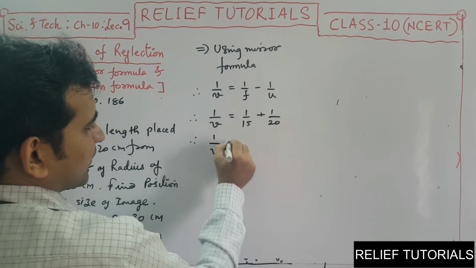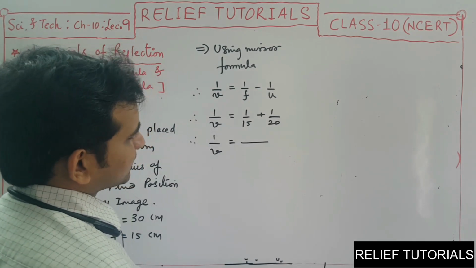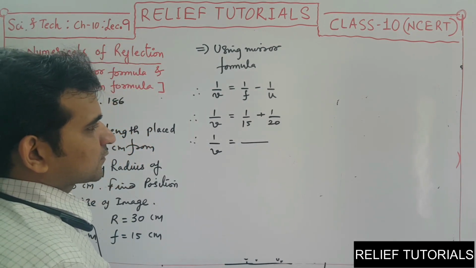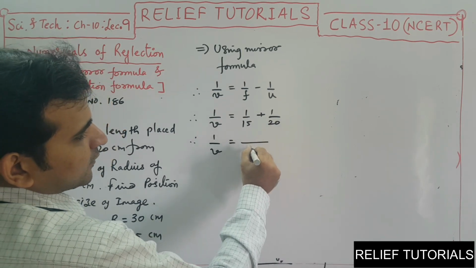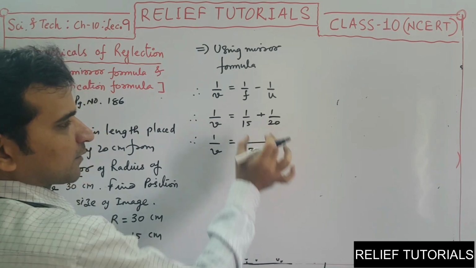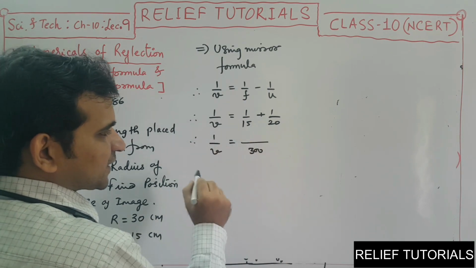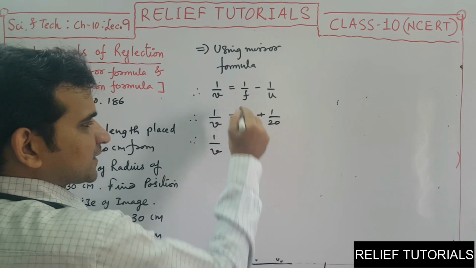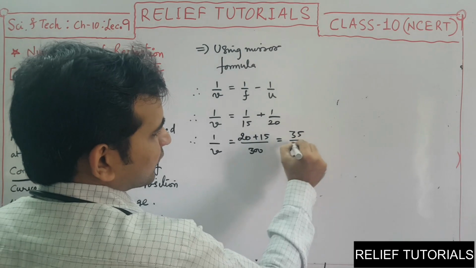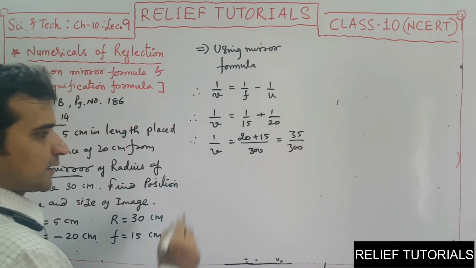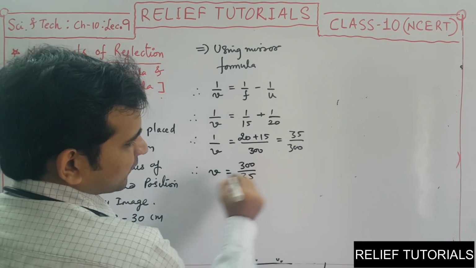Therefore, 1 by v is equals to, now the LCM for these two, 20 and 15, I think it will be 300. We can multiply these two numbers simply. So 15 20s are, so it is 20 plus 15, so it is 35 by 300. Take the reciprocal. So v is 300 by 35.